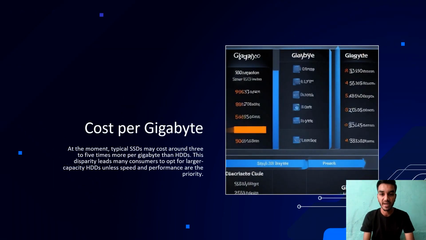Cost per gigabyte. At the moment, typically SSDs may cost around 3 to 5 times more per gigabyte than HDDs. This disparity leads many consumers to opt for larger capacity HDDs unless speed and performance are the priority.